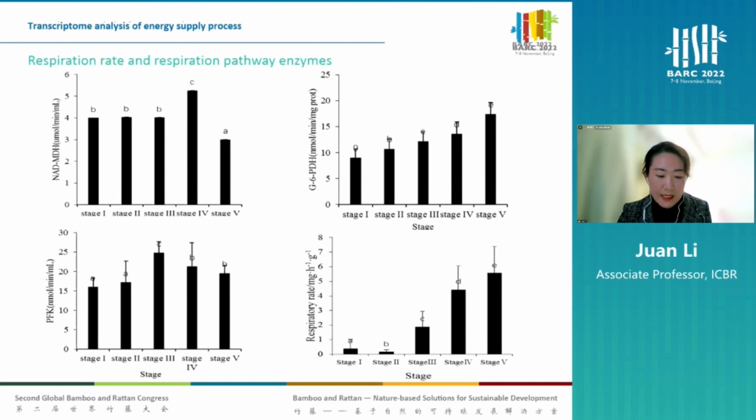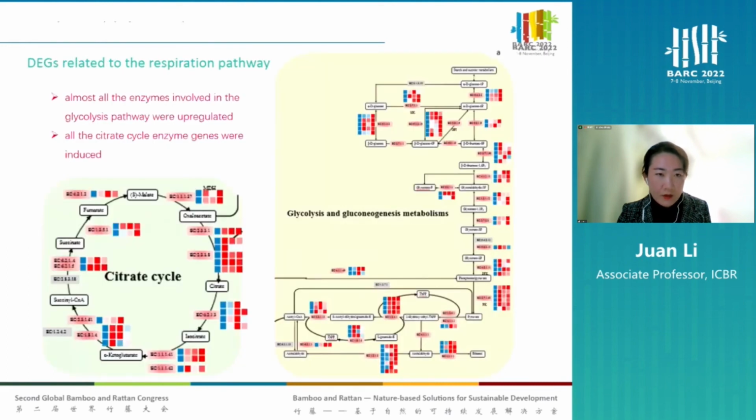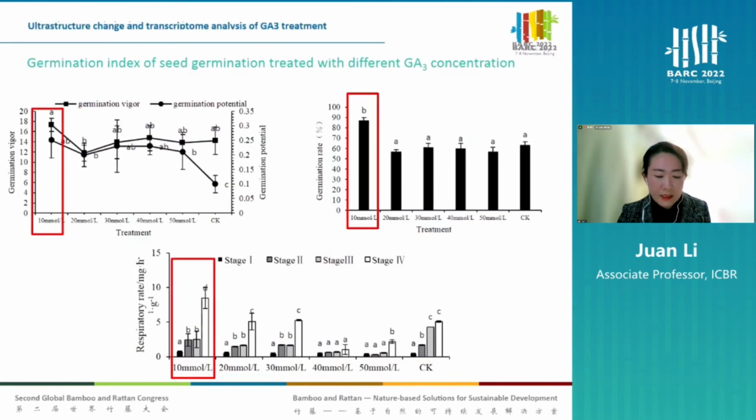With the change of respiration rate, the respiration-related genes also changed, and we found almost all the genes involved in the glycolysis pathway were upregulated. All the citrate cycle genes were induced. And we did the GA treatment.